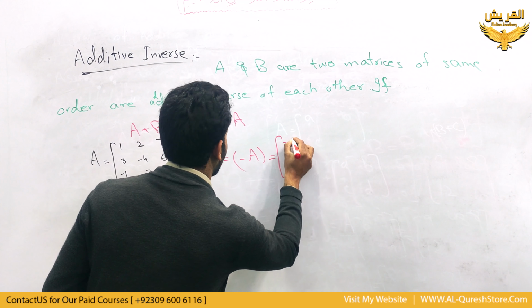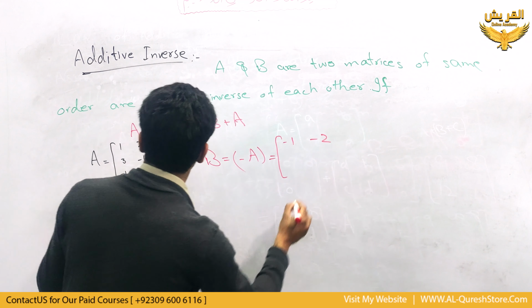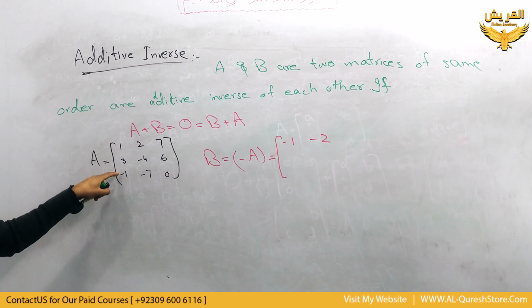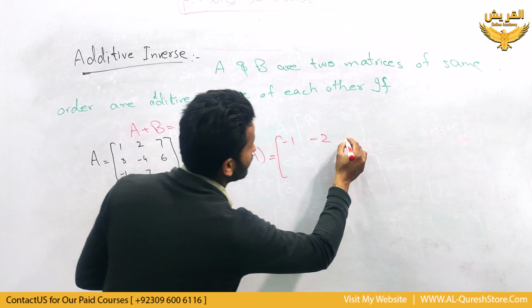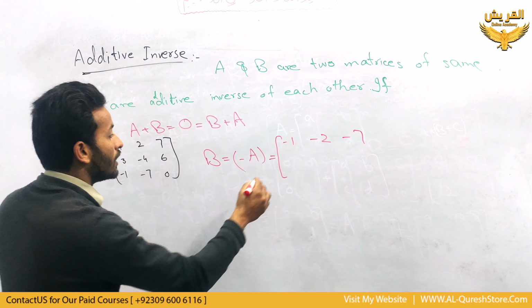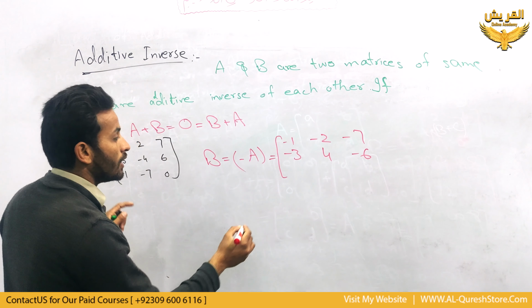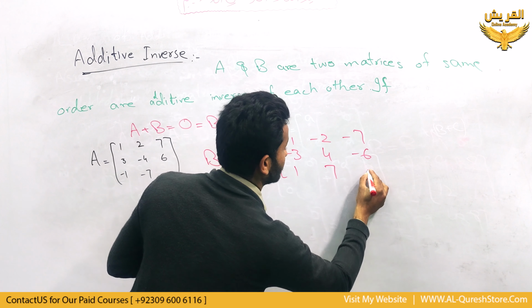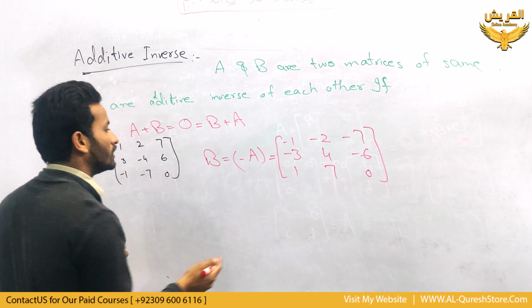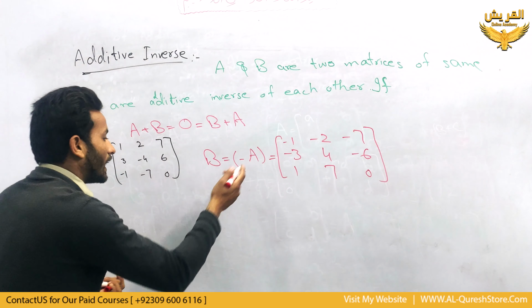Always remember, by changing their signs, we can find the negative of this matrix: minus 1, minus 2, minus 7, minus 3, plus 4, minus 6, 1, 7 and 0. So these are the two matrices that are additive inverses.